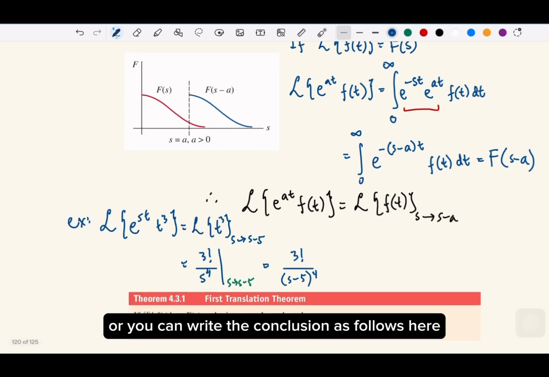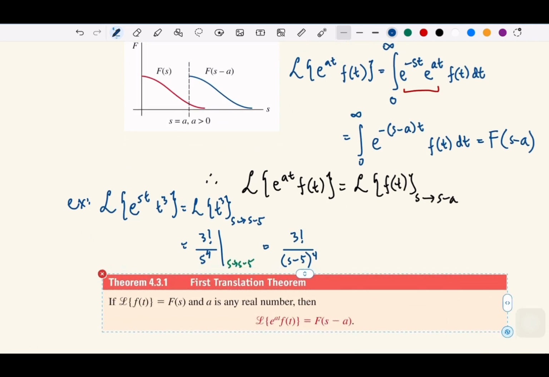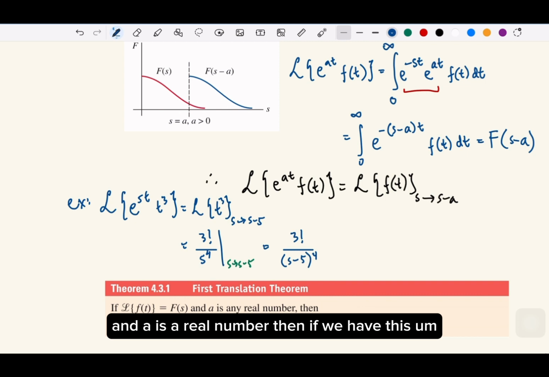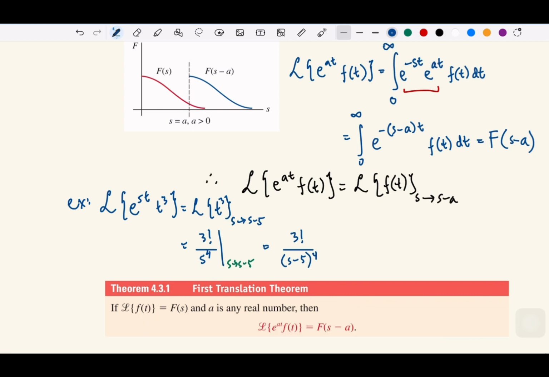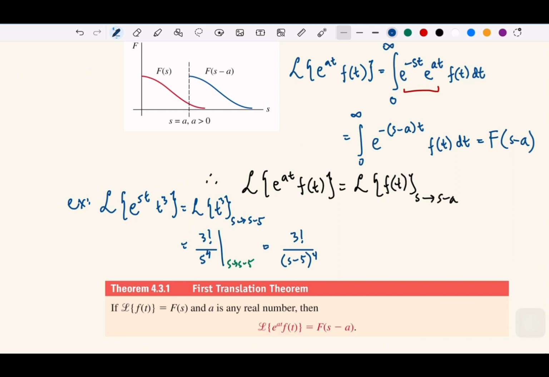Or you can write the conclusion as follows. If the Laplace of f is the capital F and a is a real number, then the Laplace of e to the power of at multiplied by f becomes the capital F of s minus a. Okay.